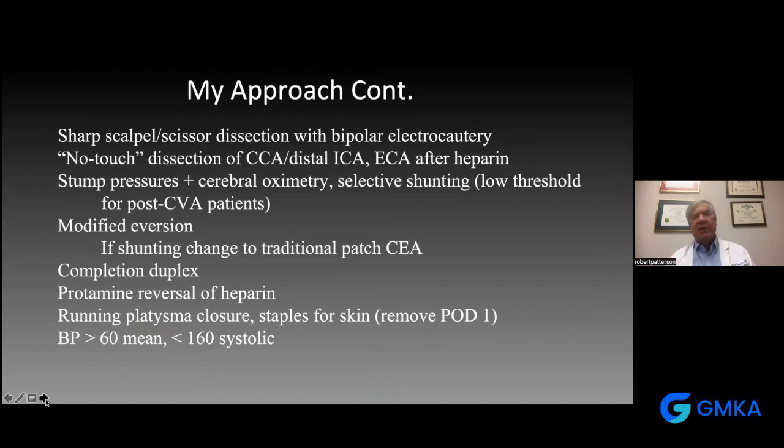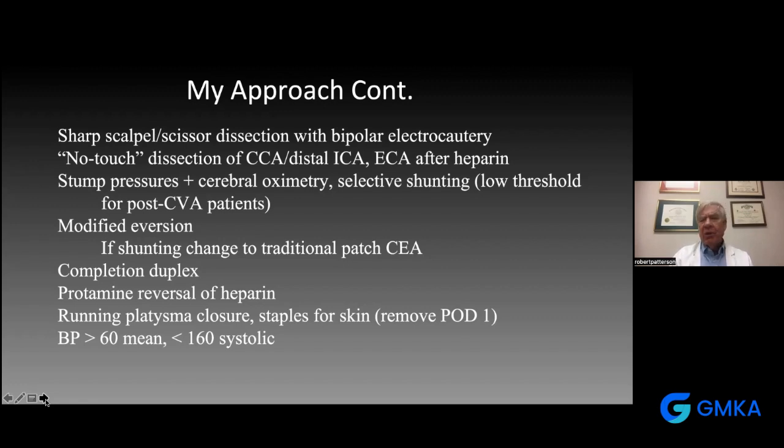A former faculty member of mine said that with this no-touch dissection, basically you're dissecting the patient away from the carotid artery. The idea being that you minimize the manipulation of the bulb until you have heparinized the patient and clamped, so that you minimize the risk of embolization.